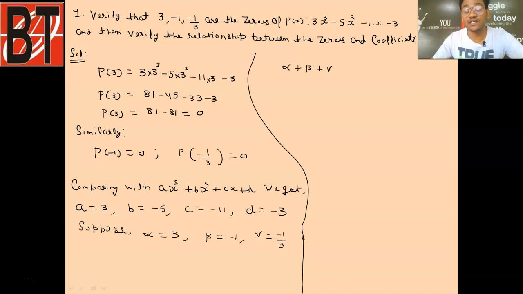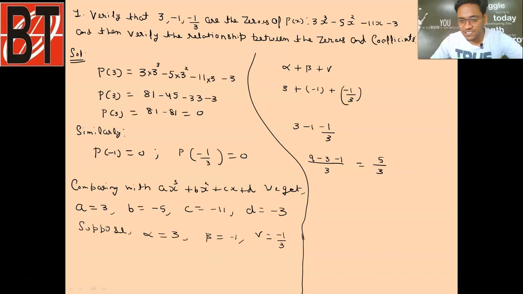Alpha plus beta plus gamma, that is sum of zeros. If I calculate alpha plus beta plus gamma, just use the values from the given zeros. 3 minus 1 and gamma is minus 1 by 3. Now students, you have to simplify this. 3 minus 1 minus 1 by 3. If I take 3 as LCM, it will become 3 3s are 9 minus 3 minus 1, so it will become 9 minus 3 is 6, 6 minus 1 is 5 by 3. Now students, just check, can I write 5 by 3 as minus of minus 5 by 3?